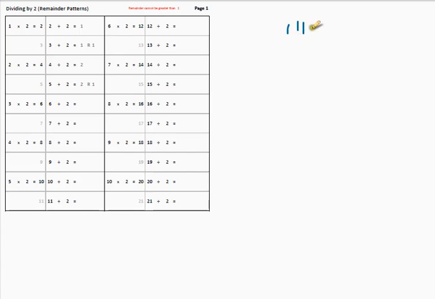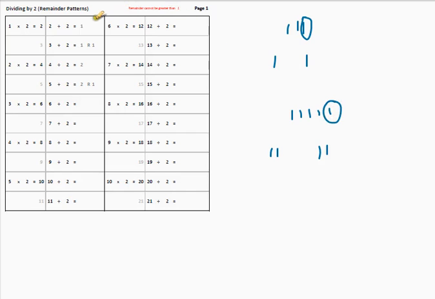If I have 3 and I have to divide it by 2, there's 1 for you, 1 for me, but there's going to be 1 left over. That 1 left over, we call that the remainder. Let's look at 5. If we have 5, 1, 2, 3, 4, 5. We divide the 5 by 2. There's 1 for me, 1 for you. 1 for me, 1 for you. But now there's 1 left over, so that is our remainder.